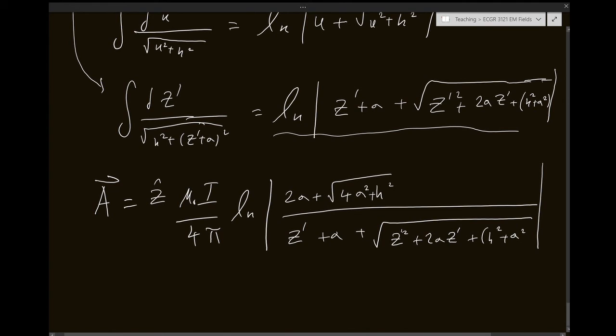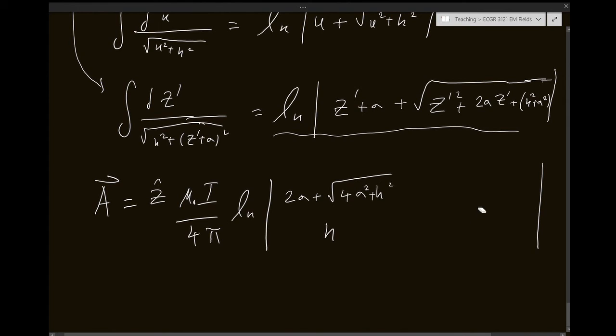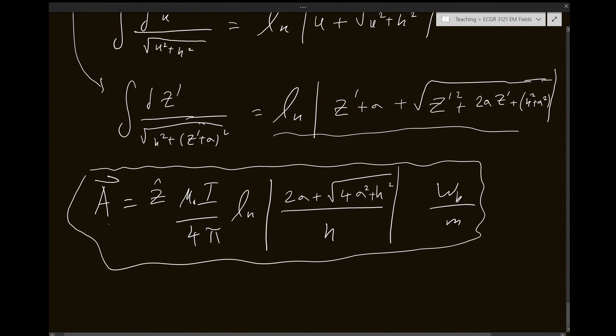Now what about the denominator? That's the lower limit, which is minus a now. So this a already cancels. Minus a squared is just a squared plus 2a z prime. A times minus a is minus a squared. So this is minus 2a squared. Right, so I have 2a squared minus 2a squared, this cancels out. I end up with the square root of h squared. H is positive, of course. So this gives me h. Tesla per meter. This is the expression for A at the edge. This is A at a point in space at point h, any angle, minus A.